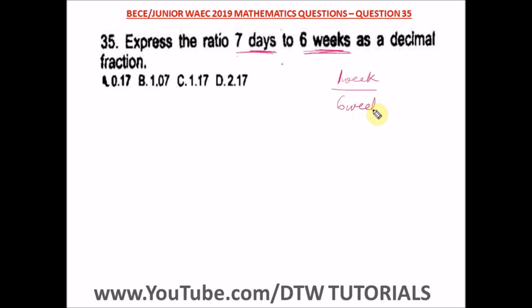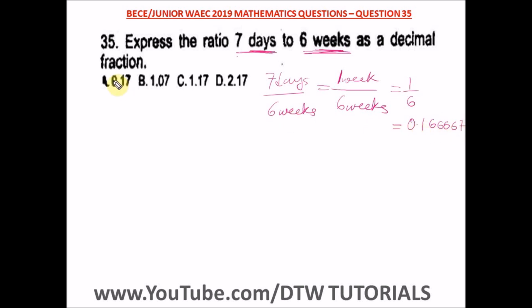It said express the ratio, so we have 1 week over 6 weeks. Sorry, I'm supposed to write this first. 6 weeks, where 7 days is 1 week. And if we divide 1 by 6, what are we going to have? We're going to have 0.1666666 till you get to 7.